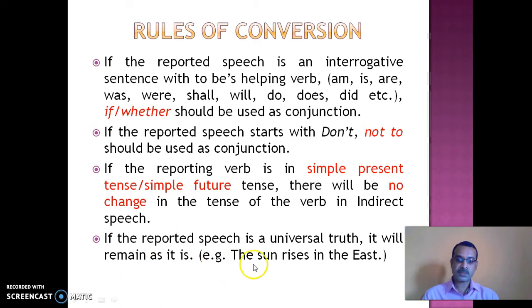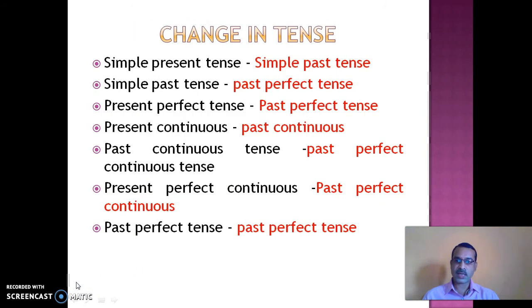As we know, the sun rises in the east, the sun revolves around the earth, or the earth revolves around the sun. In such examples, which are universal truths, the tense of that particular example cannot be changed; it remains the same, as it is.